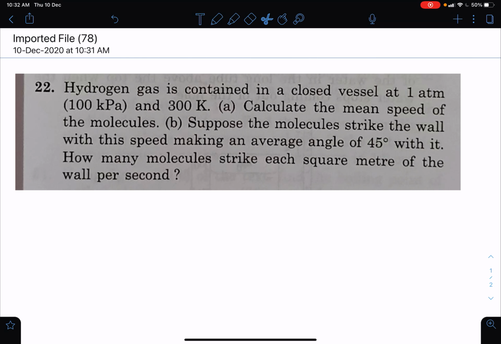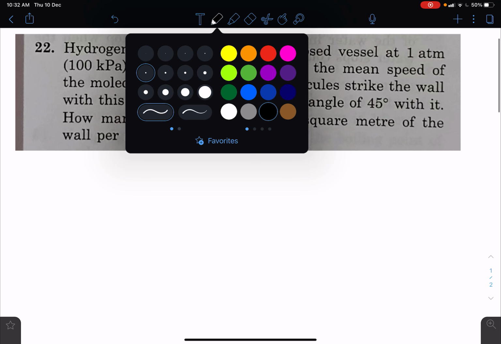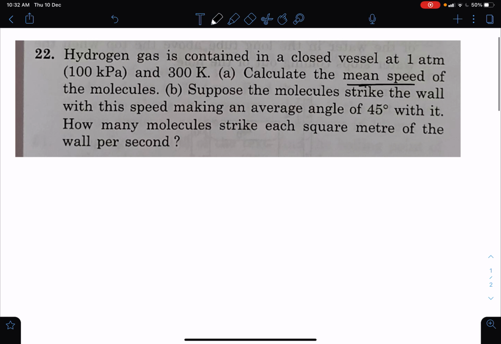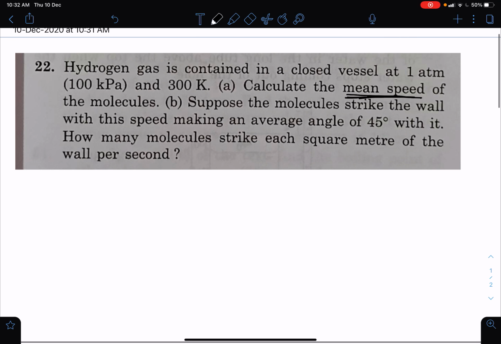Question number 22 from HCV Kinetic Theory of Gases. First of all, we have to calculate the mean speed. When no mean is specified, it automatically means the arithmetic mean speed.